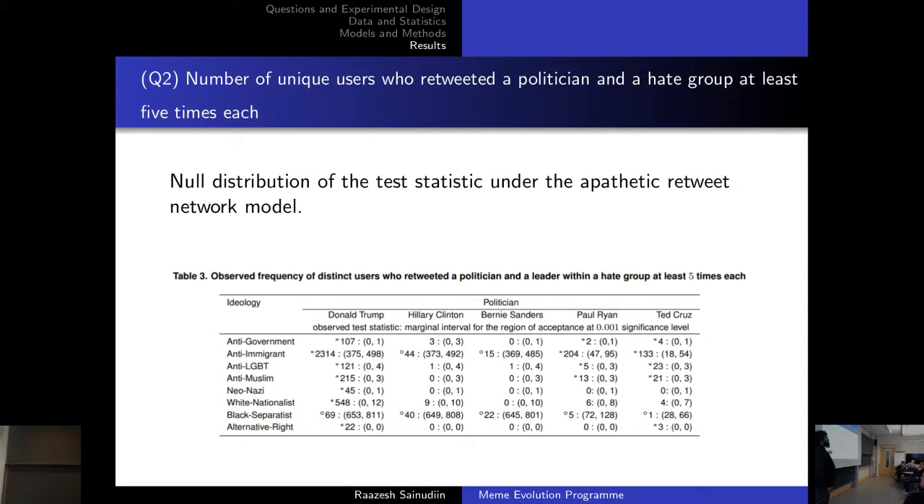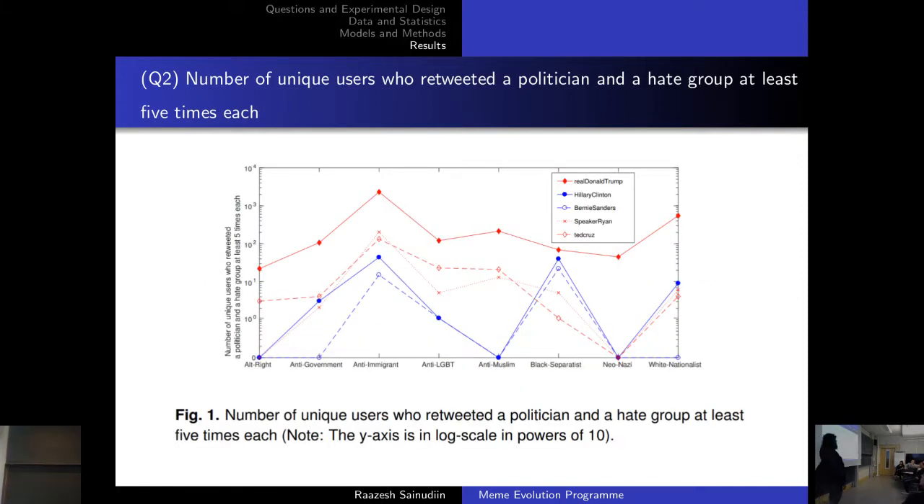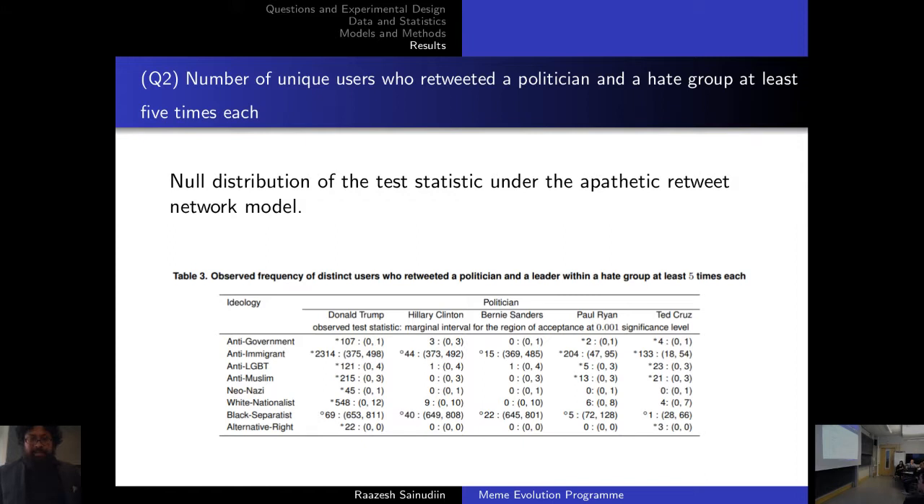So the black separatists are consistently non-apathetically retweeted, but in a preferentially disapproving manner or whatever. So it's always below the acceptance interval for every politician, right? Black separatists don't like any other politician, which is kind of interesting. I won't read too deep into it, but the point is we can be quite comfortable that this pattern is not some chance, because I am showing this in a log plot, by the way, this is power of 10. Under an apathetic retweeting network model, these are so significantly extreme numbers.